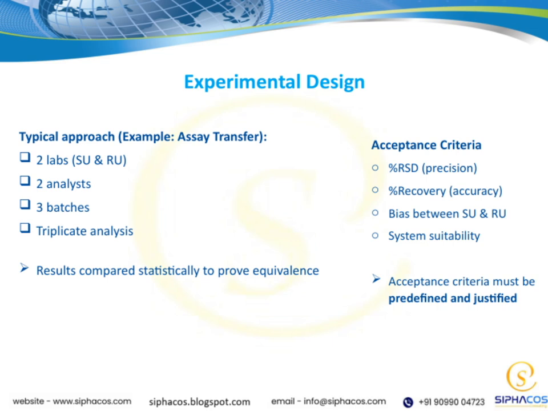Regarding the experimental design, a typical approach, especially for assay transfer, involves using two labs, our SU and RU, working together. We have two analysts performing the tests to account for variability, and they analyze 3 batches of the sample. Each batch is analyzed in triplicate to ensure precision.